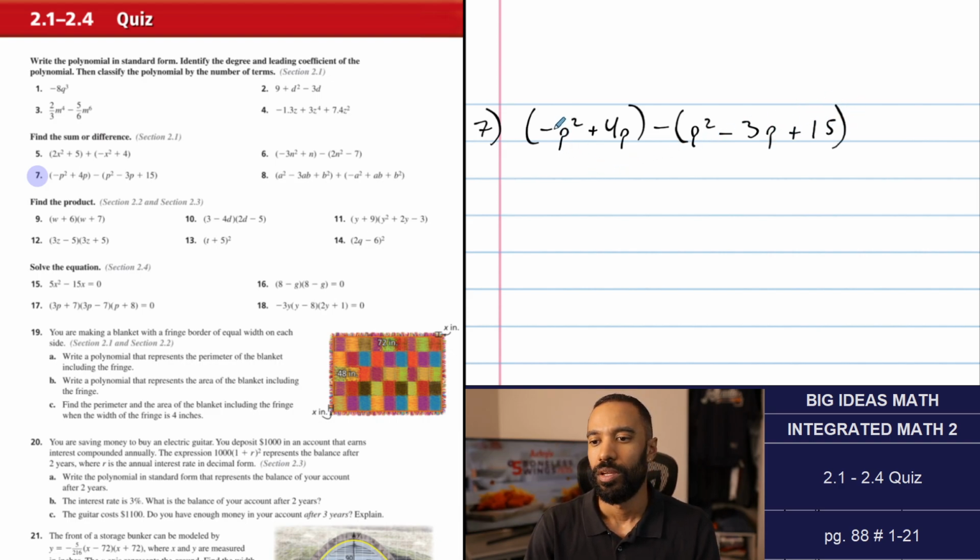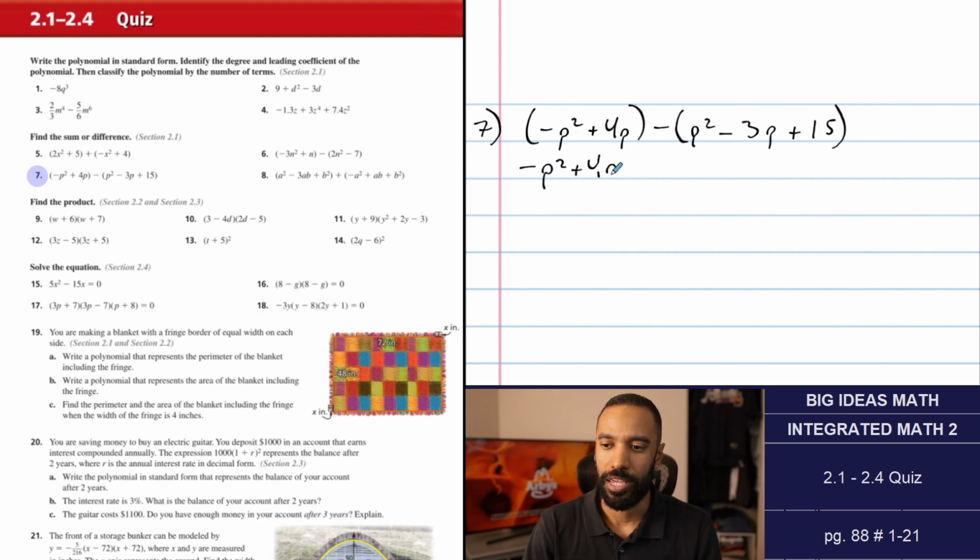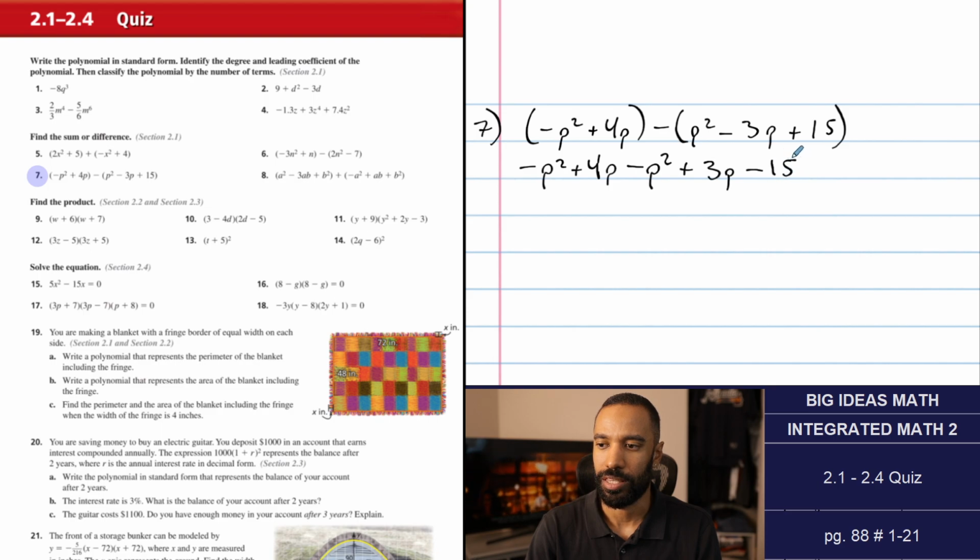Okay. So once again, no effect on this individual quantity right here, but now when we subtract these, we basically change these signs. Minus positive p squared is exactly that, minus p squared. Minus negative 3p is a plus 3p, and then minus 15, like that.